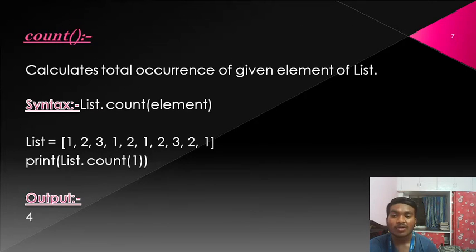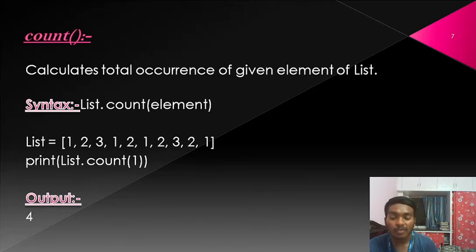Count method. The count method calculates the total occurrence of a given element in the list. Syntax: list dot count of element. Now we are going to give the list as 1 2 3 1 2 1 2 3 2 1 as the elements in the list. Now we are going to print list dot count of 1.